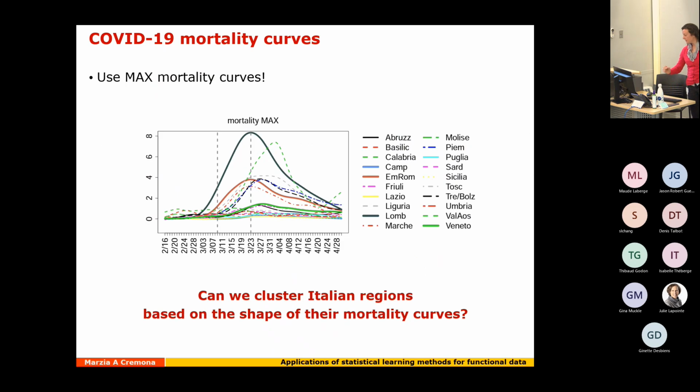So what we did was to take the point-wise maximum between the two curves. Basically, for each day, we take the maximum between the official death and the differential mortality. And we obtain this curve over here, which is the one that we actually analyze. The first question that we want to answer is whether we can group the Italian regions based on the shape of these mortality curves.